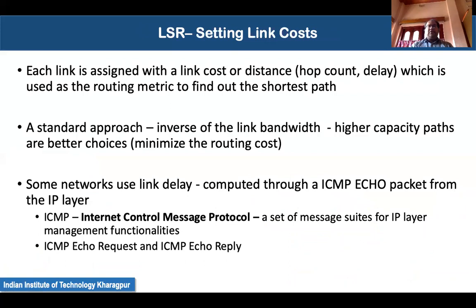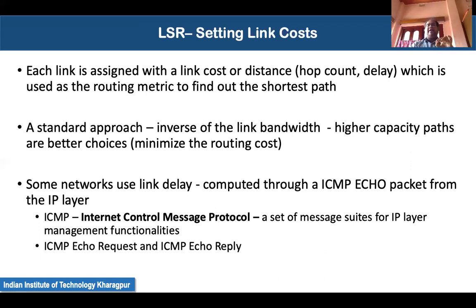Now, once this network graph is constructed, the second task is to set the link cost. Every link is assigned a link cost or distance. That can be hop count, delay, or any other parameter like throughput that is used as the routing metric to find the shortest path. A standard approach in link state routing is to use the inverse of the link bandwidth. That means the higher capacity paths are the better choices. This minimizes the routing cost.